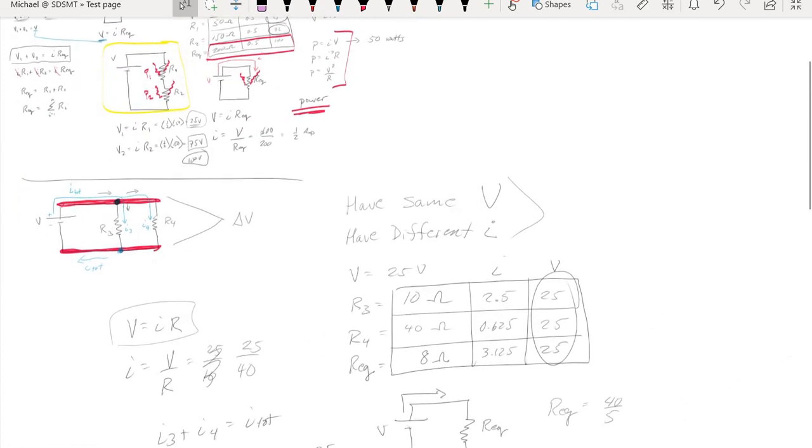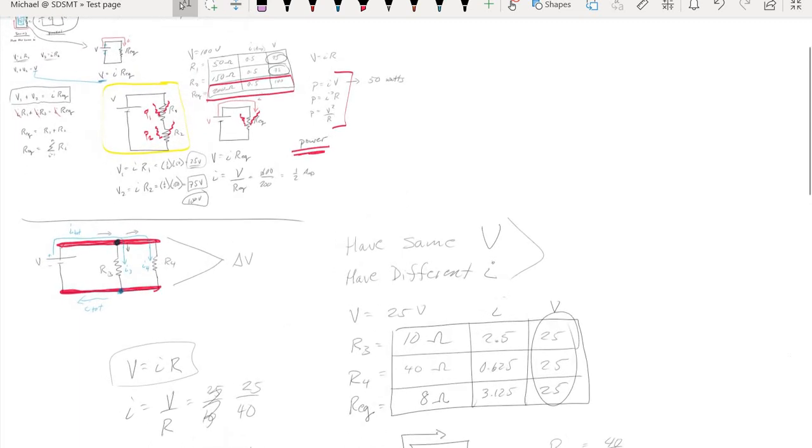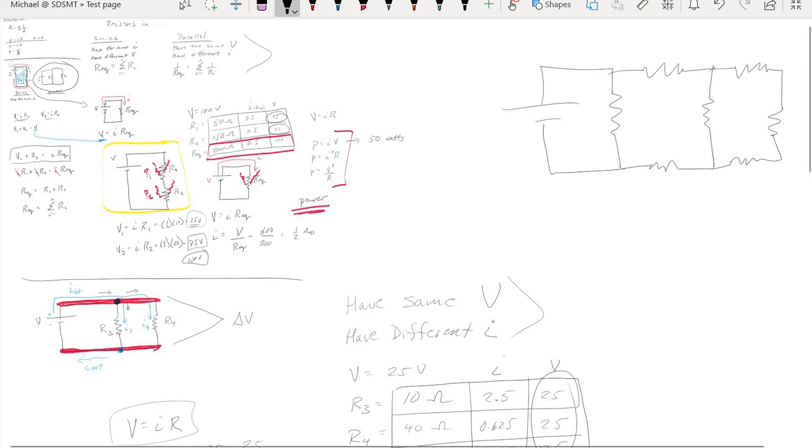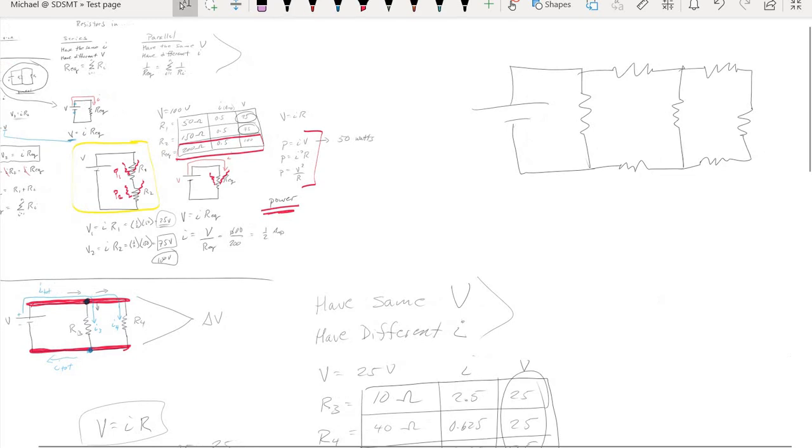Okay, we're going to end this video right here, because what I want to do in the next video is start looking at combinations of resistors in a circuit. So what do we do if we have more than one resistor in a circuit? What do we do if it looks like there's both series and parallel combinations?